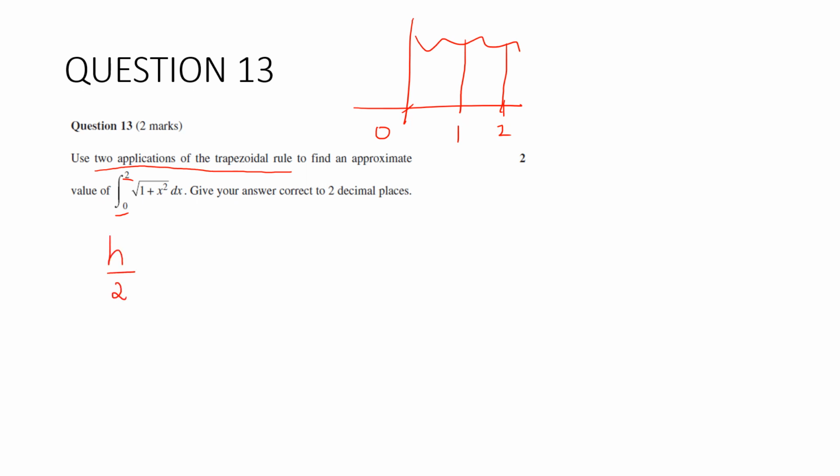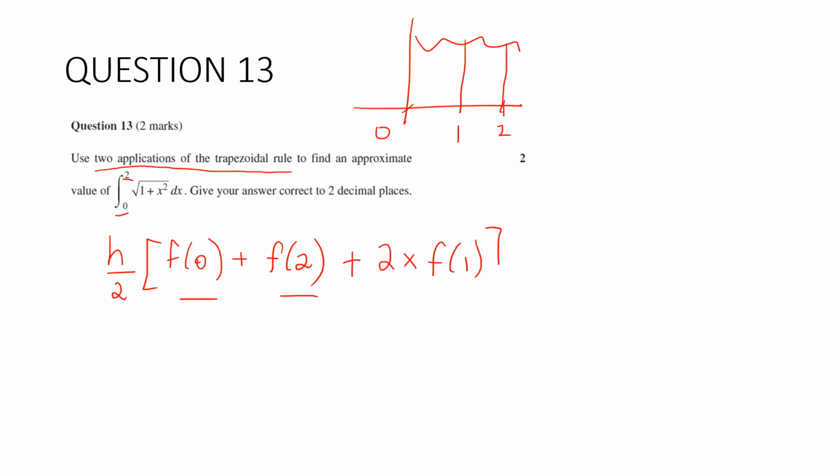h over 2, this is the way we used to do it. And then f of 0 plus f of 2, so that's the first one and the last one, plus 2 times any of the middle ones, which is just f of 1. Now this h is the width of the strip, and the width of the strip quite obviously is 1. So this is a half. f of 0, substituting in here gives us the square root of 1. f of 2 is the square root of 5, plus 2 times the square root of 2.